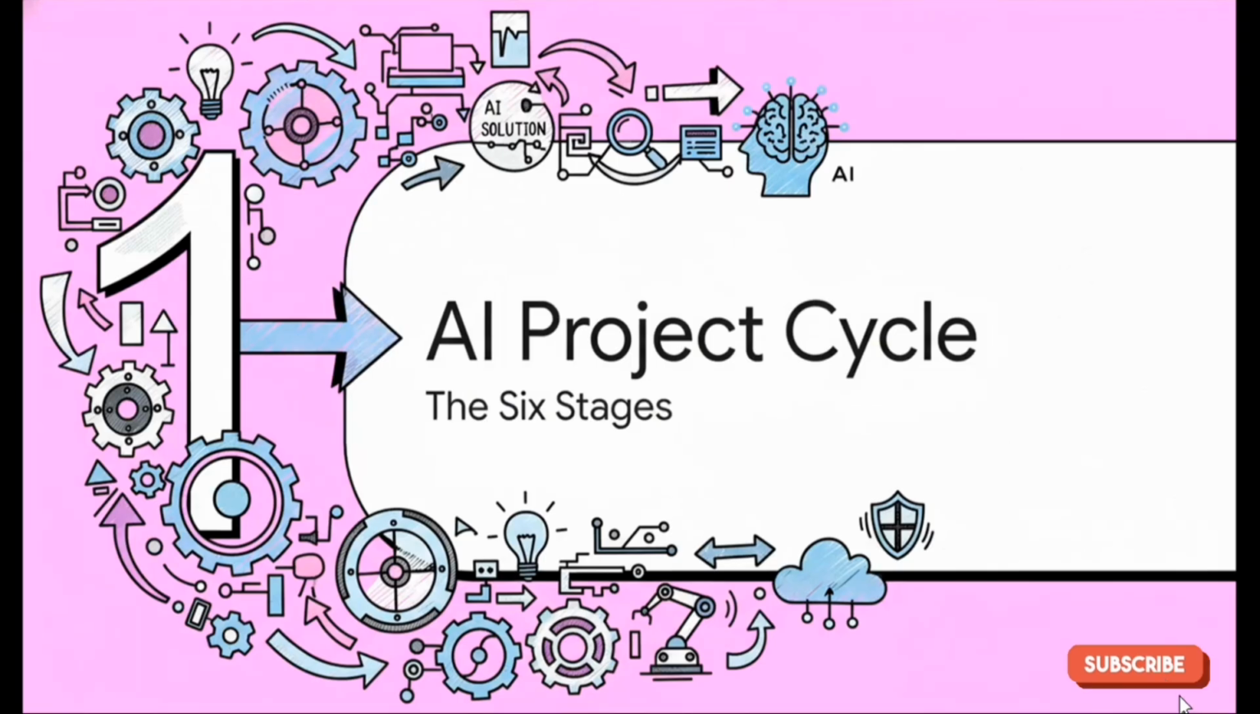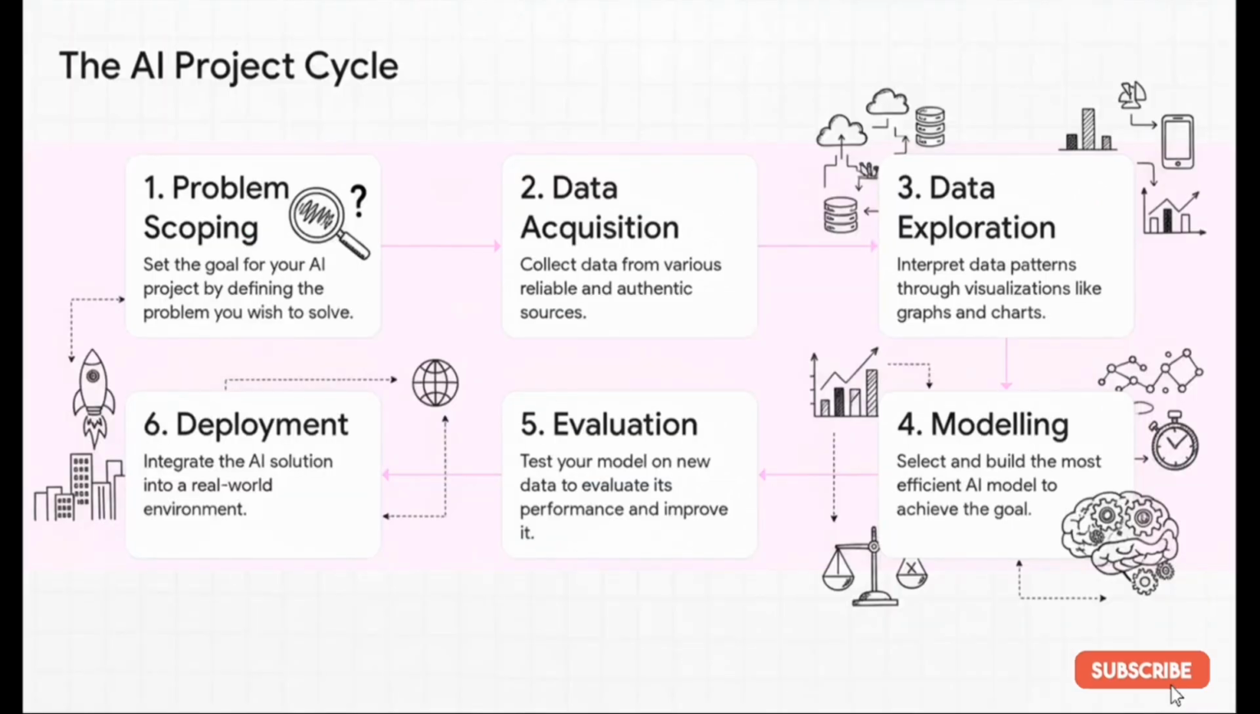So this is it. This is the official game plan, the roadmap that guides pretty much every single AI project. It takes you all the way from a basic idea to a real working tool that people can use. Knowing these stages is absolutely key. So let's break them down, one by one. Okay, so the AI project cycle has count 'em, 6 key stages.